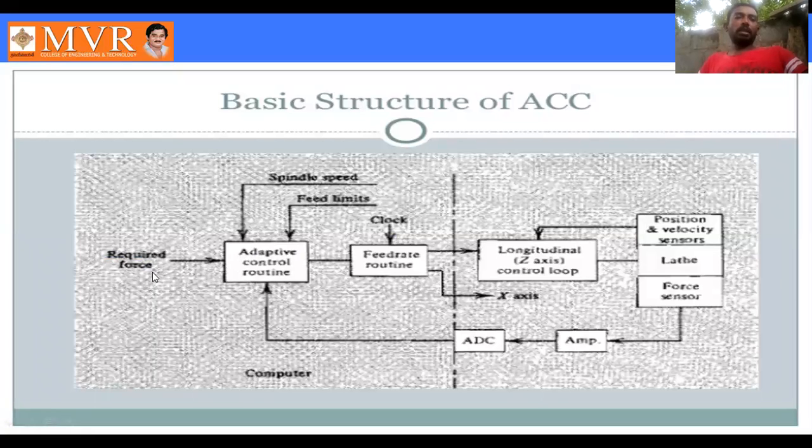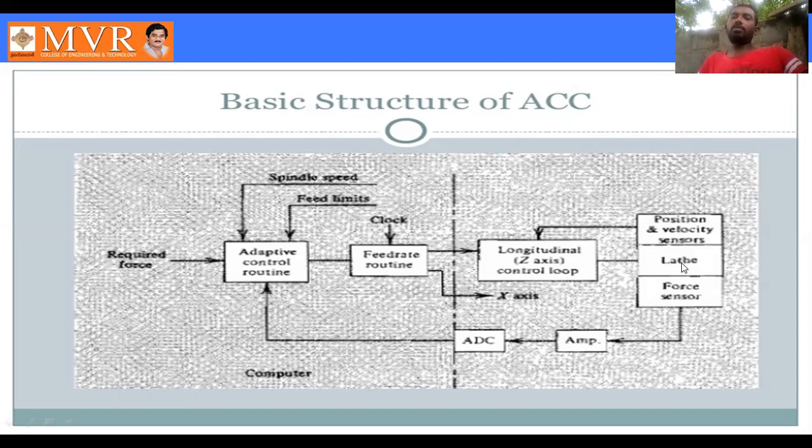See here, the required force. In this adaptive control system we have spindle speed and feed limits, and the required force. So we go to the adaptive control routine. Next we send to the feed rate routine, in which we have the clock timing also. After that we send to the axis direction control loop, the longitudinal z direction and the x direction also. After that we send to the lathe.